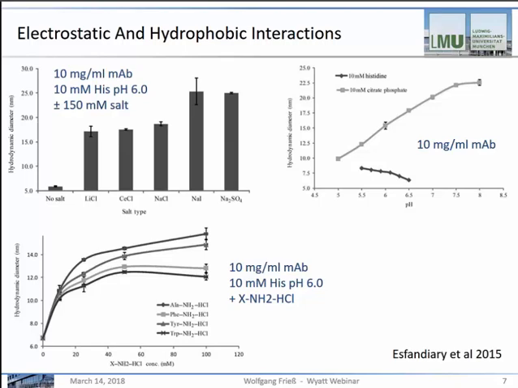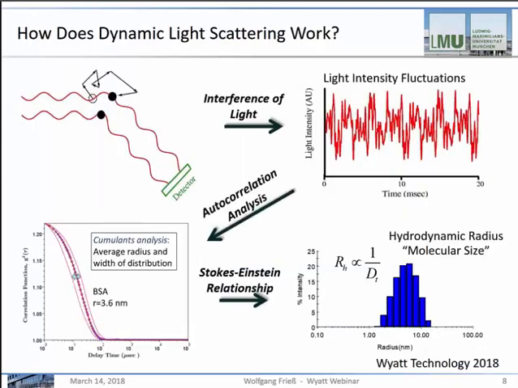What you also see is the effect of hydrophobic interactions. In the left bottom panel, you see the hydrodynamic diameter upon addition of different amino acids. If you start with alanine, which is the top line, you see that the increase in the hydrodynamic diameter is much more pronounced as compared to the amino acids phenylalanine, tyrosine, and tryptophan. So the aromatic amino acids interfere with this hydrophobic interaction.